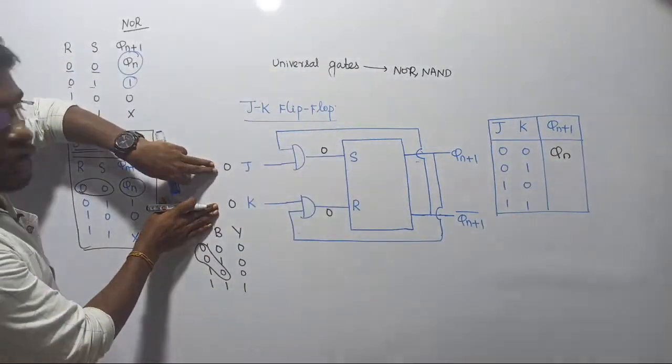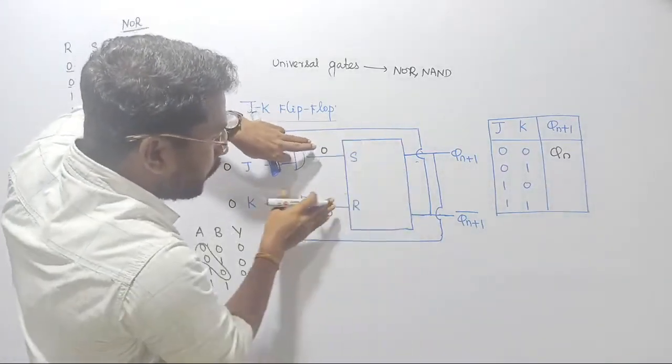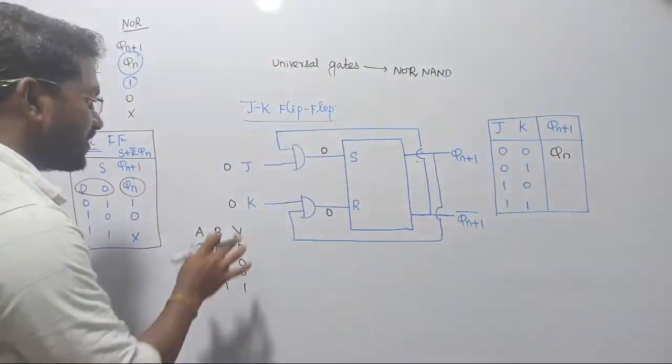See, here we are passing 0, 0. After crossing the AND gate, we are getting the same 0, 0 only, such that now it has become an SR flip-flop. If I pass 0, 0 through the SR flip-flop, automatically the output will become Qn only. Let us realize the second case.